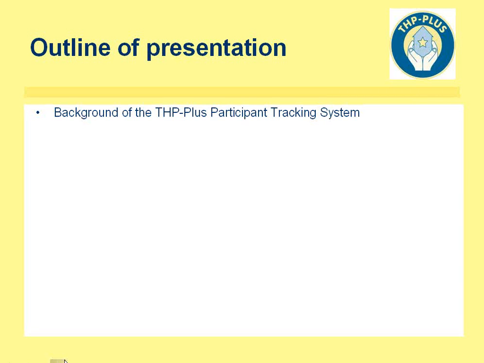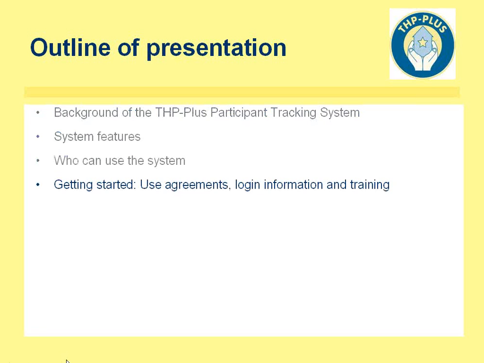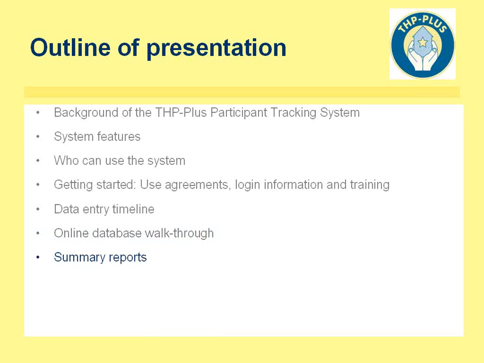In today's training, as I mentioned, we'll be going over the background of the THP-Plus participant tracking system, looking at the features of the system and who can use the system. We'll also talk about the steps that are required to get started, including use agreements and login information and training opportunities. We'll talk about the data entry timeline, as this would apply to the people who are entering the data. In most counties, those are the contracted service providers that are entering the data. Then we'll do a walkthrough of the actual online database so you can get a sense of how to navigate through the database and what kinds of information are available in there. We'll talk about the summary reports, which are the module that is going to be introduced within the next couple of weeks, and then talk about the training and support that's available for the database.